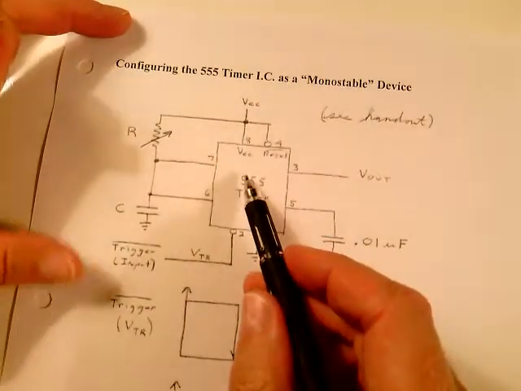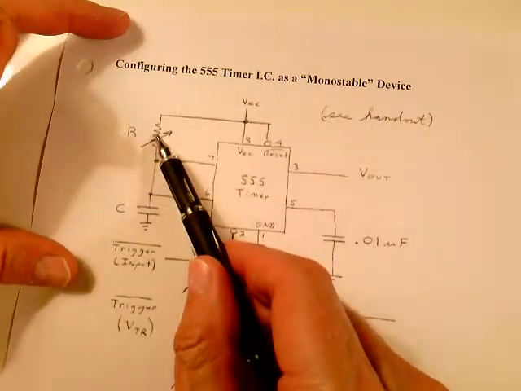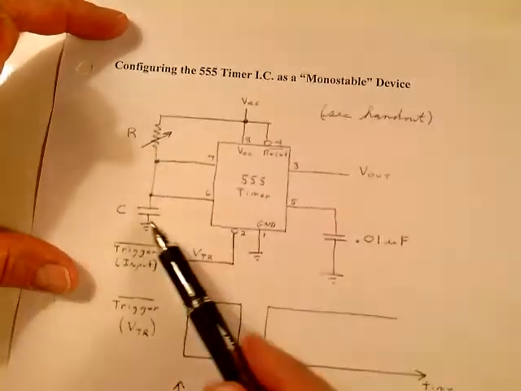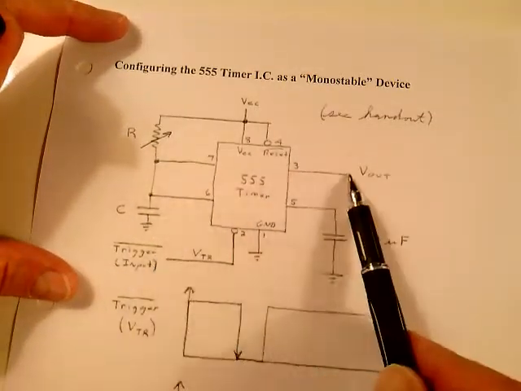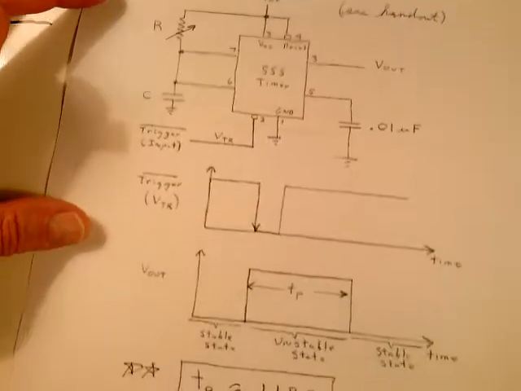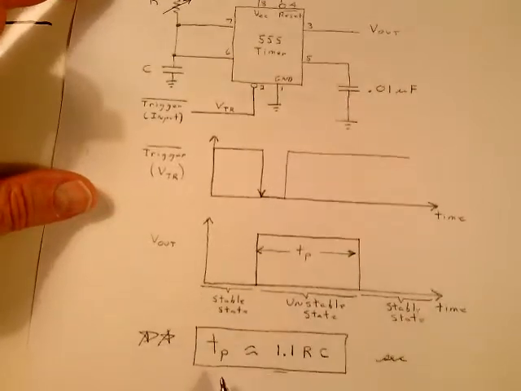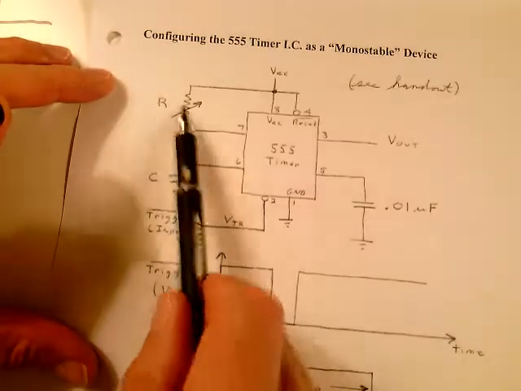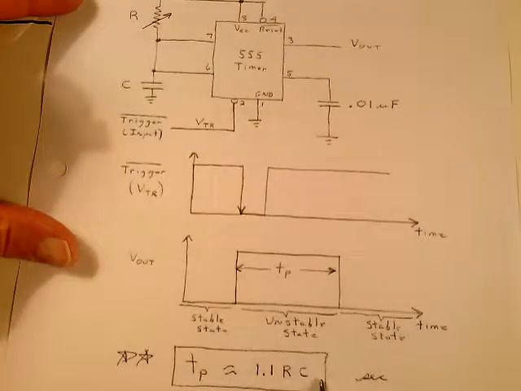Notice that the configuration is you have a resistor. Let's make it a fixed resistor now, not a variable resistor. It's a fixed resistor and a fixed capacitance. And this pulse output is given by the formula here at the bottom. T sub P is approximately equal to 1.1 times the value of R times the value of C.